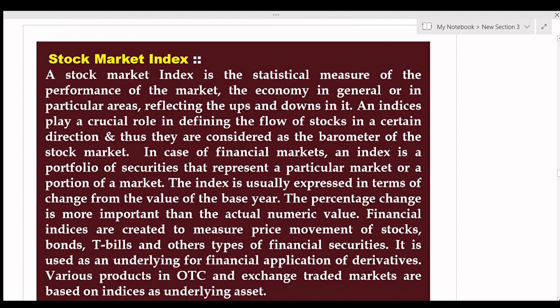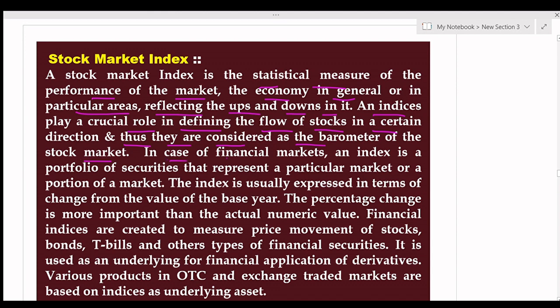Stock market index. A stock market index is the statistical measure of the performance of the market, the economy in general, or in particular areas, reflecting the ups and downs in it. And indices play a crucial role in defining the flow of stocks in a certain direction, and thus they are considered as the barometer of the stock market.